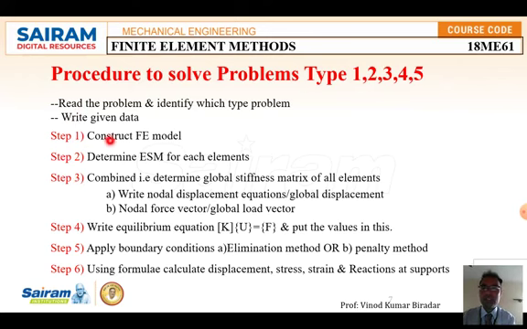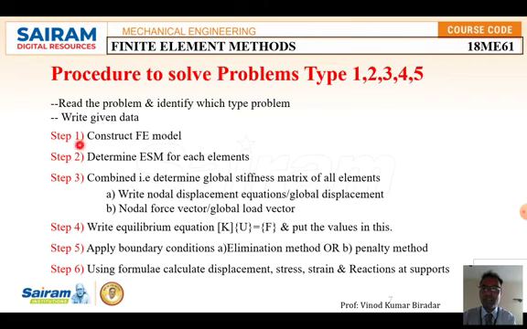The first step is to construct the FEM model, that is the free body diagram. You have to analyze the given diagram in the question paper and remodify it. You have to show the displacement, force, nodes, length, which elements are given and how many elements. We construct the FEM model from all those. If you solve one problem, you will understand all these 6 steps.